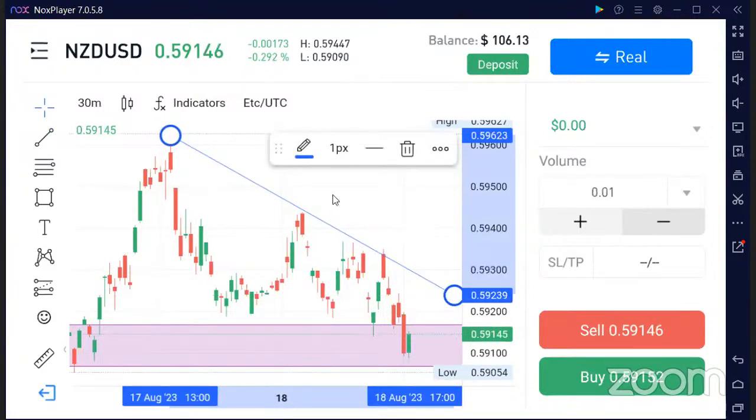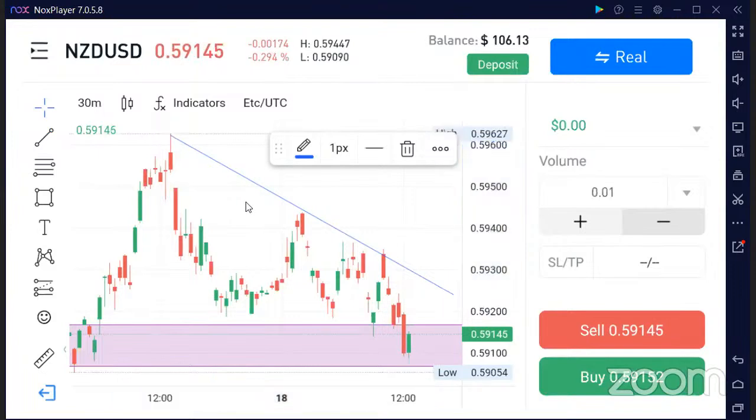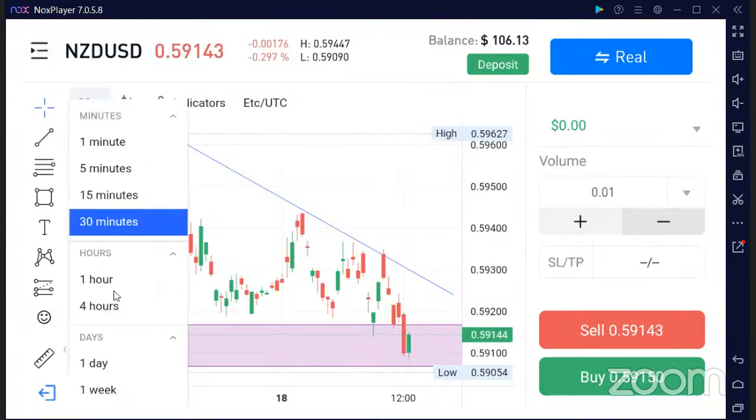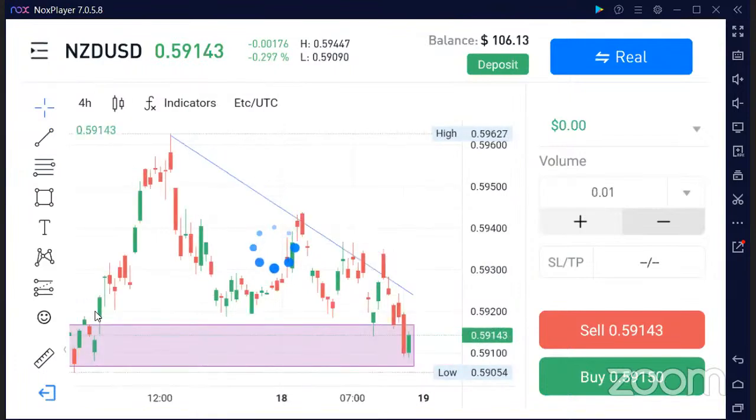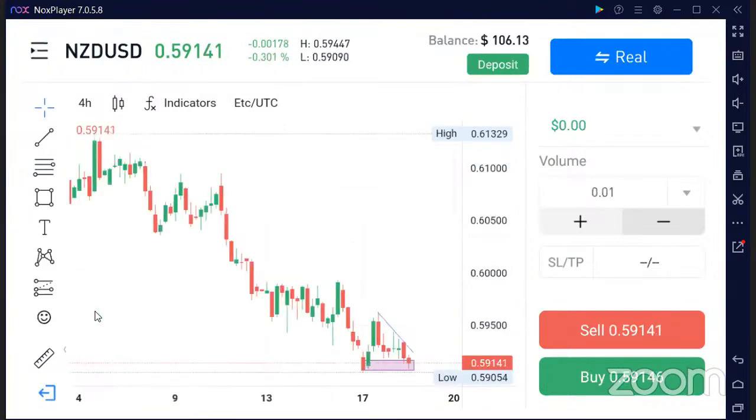Okay, so you see this market, I really don't know if we should be taking this market because we have a descending triangle here that is telling us that this market is still in downtrend. So let's go back to our 4 hour time frame and see if what our 30 minutes is showing us is actually right.